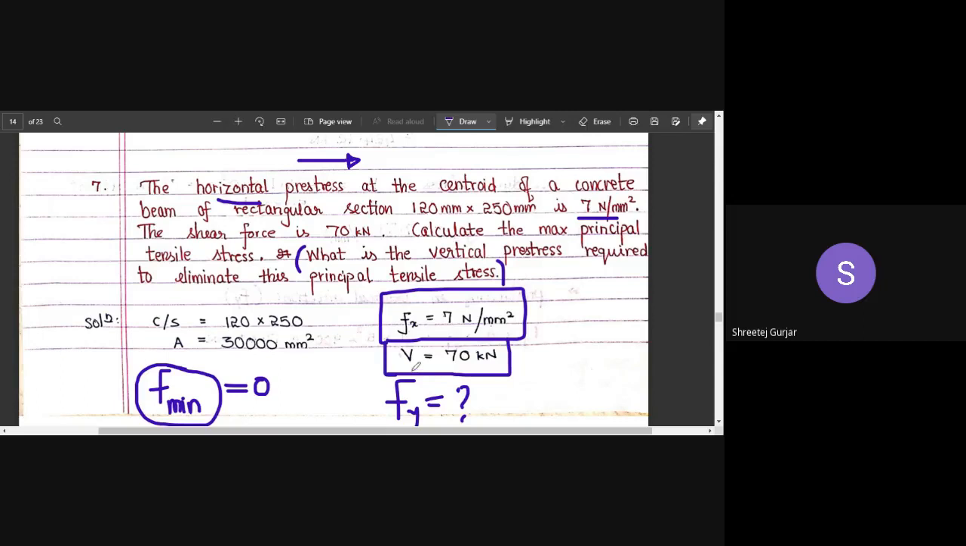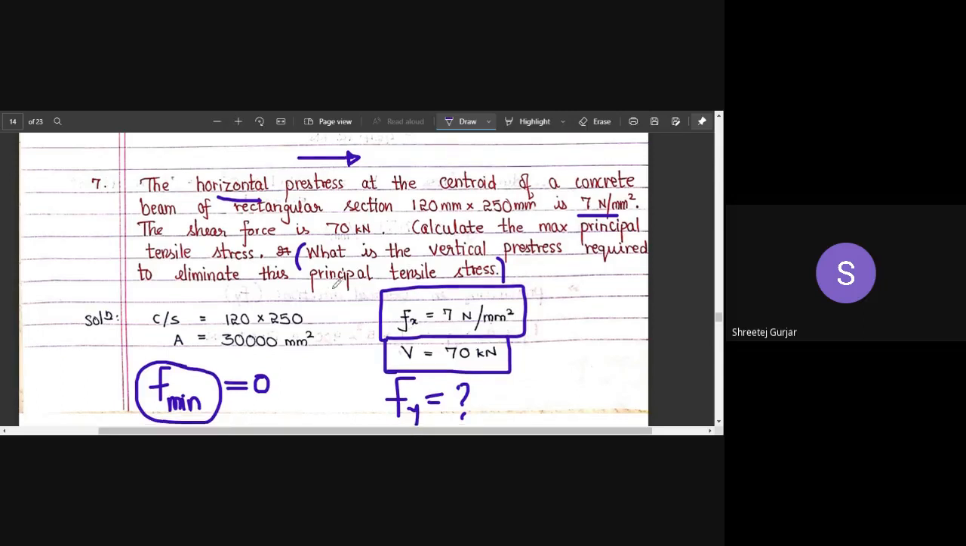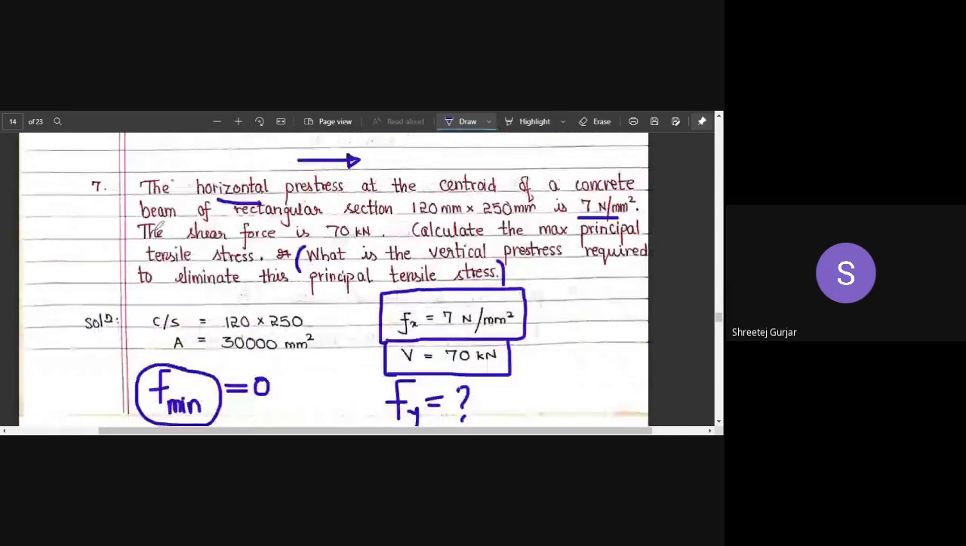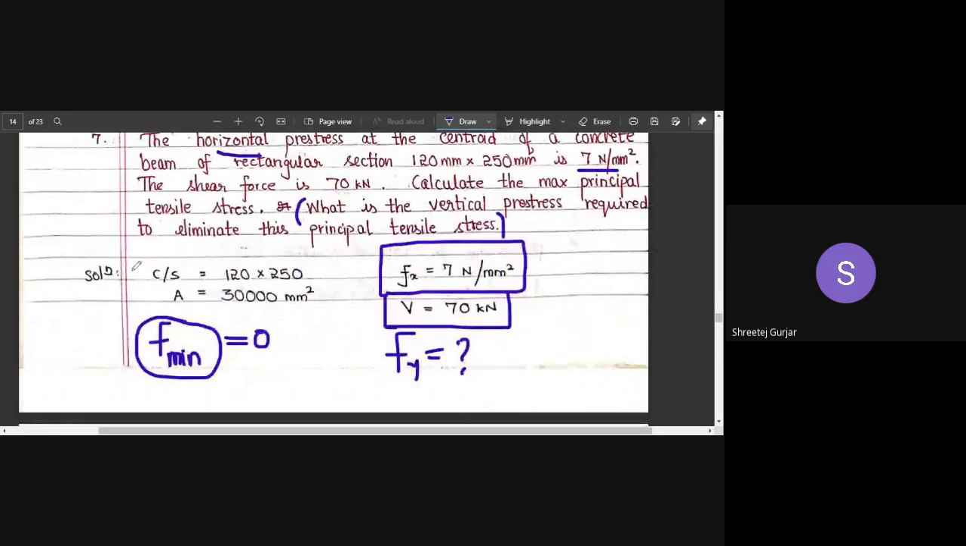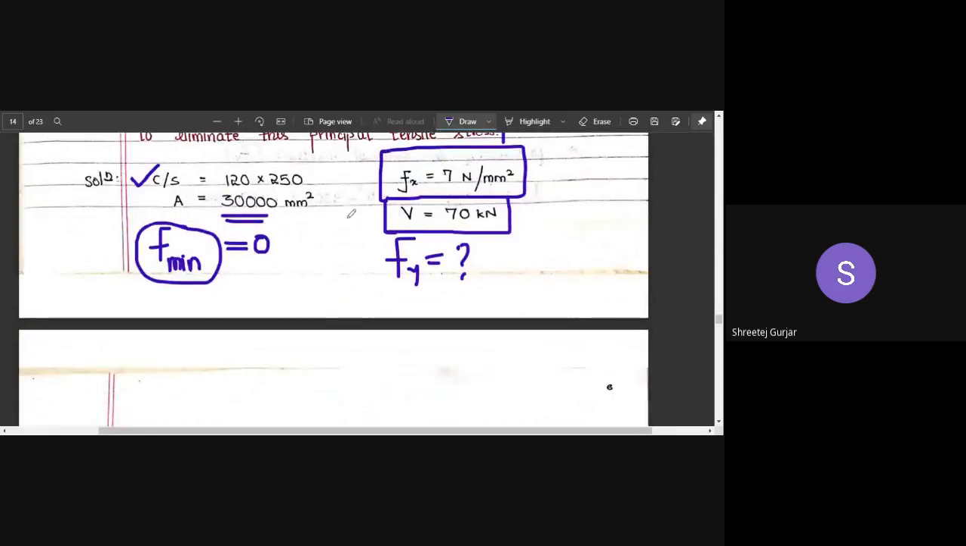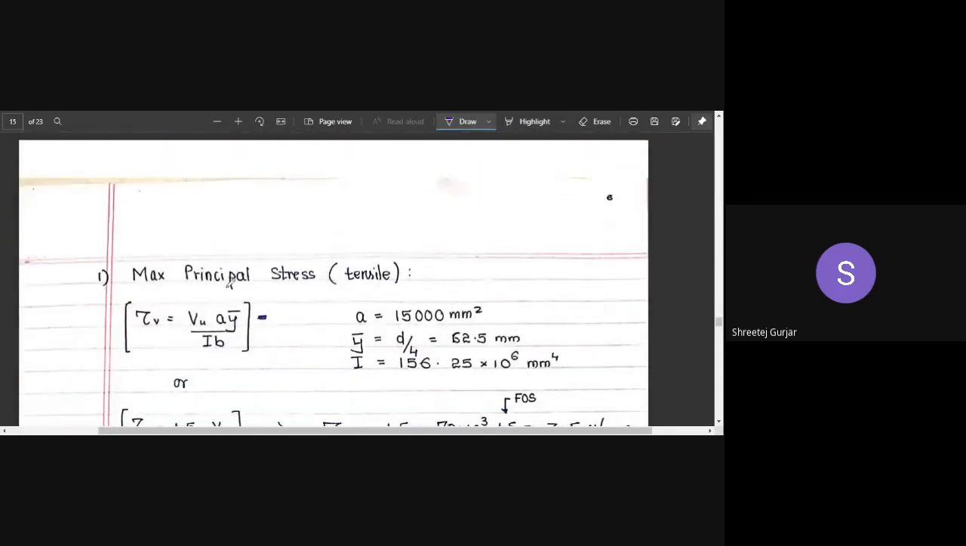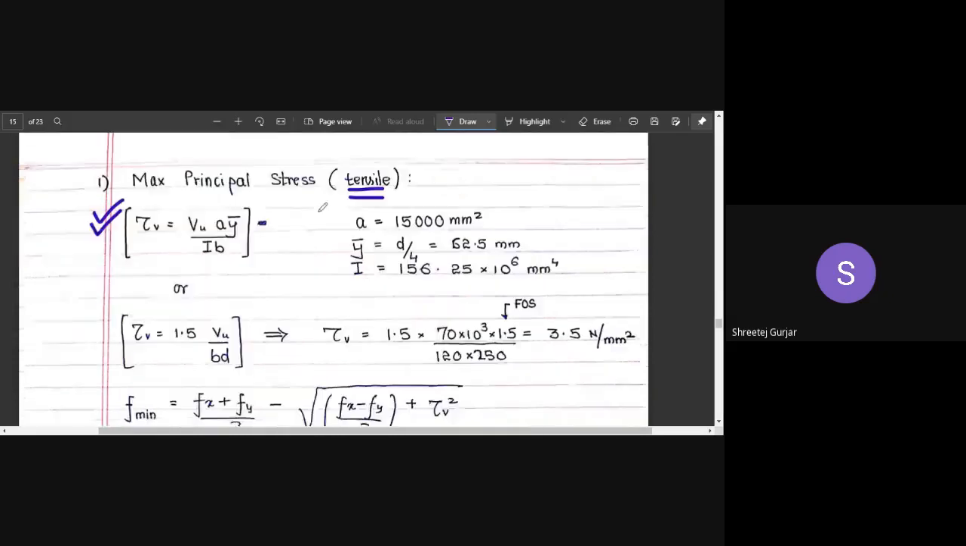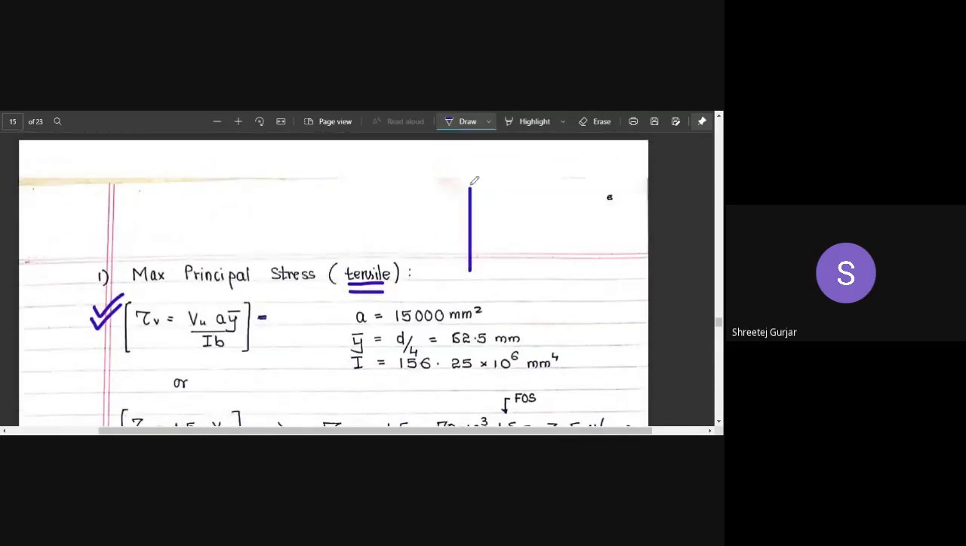Okay, so this is the problem statement given to us. Along with this, the cross-sectional area is given as 120 by 250, that is area equals 30,000 mm squared. Next, we have to calculate the maximum principal tensile stress. For this, we need tau v. It is a rectangular section, and we need it at the centroid, that is, at the neutral axis.